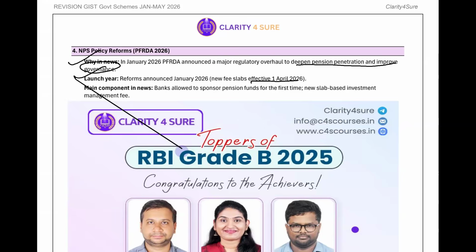What is it? That banks can sponsor pension funds. Now, why is it in the news? Please note it down. Banks can now also sponsor pension funds. And the second point, a new slab-based fee structure has been established for pension, right? More withdrawal flexibility is given to the people. Is it clear? Governance has been strengthened. These are the bullet points that you should understand.